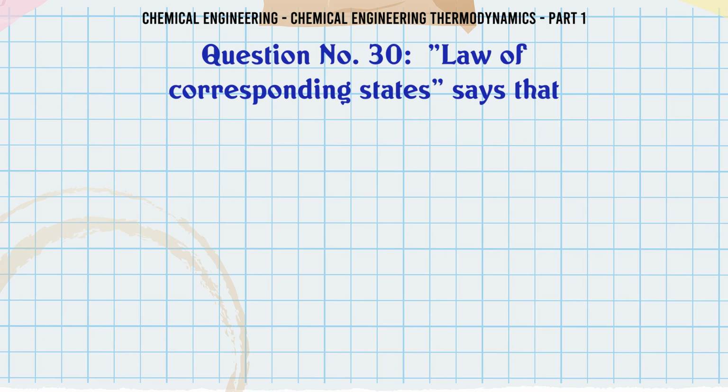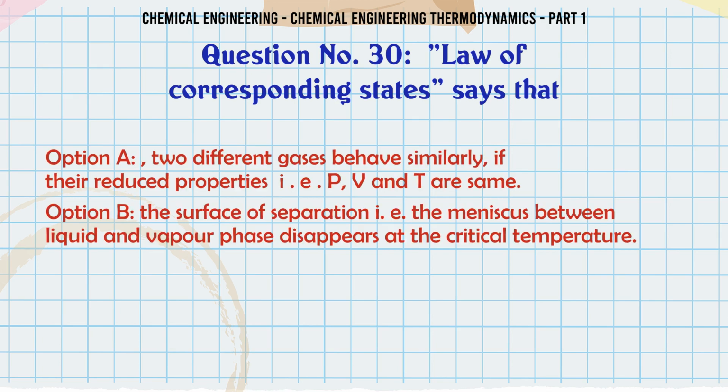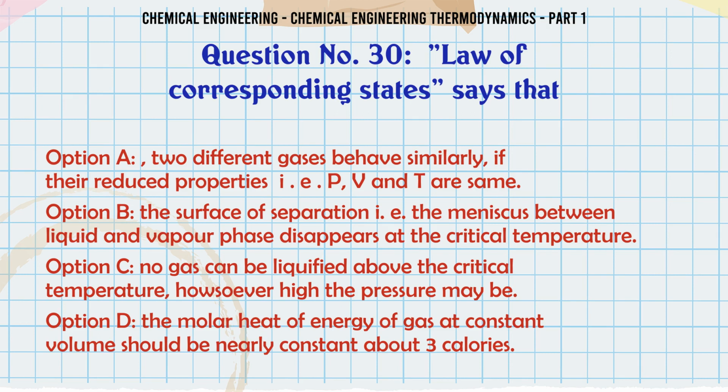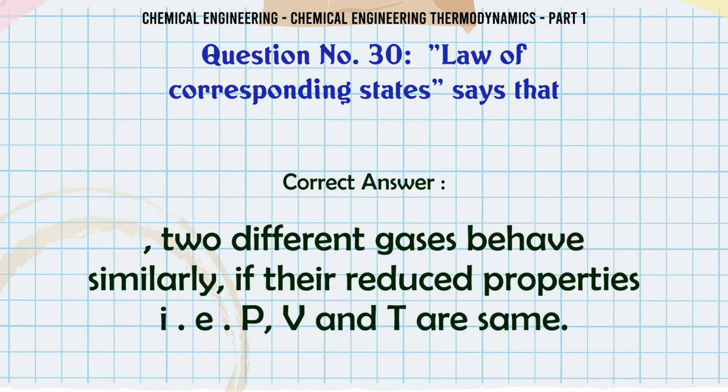Law of corresponding states says that A. two different gases behave similarly if their reduced properties, i.e. P, V and T, are same. B. The surface of separation, i.e. the meniscus between liquid and vapor phase, disappears at the critical temperature. C. No gas can be liquefied above the critical temperature howsoever high the pressure may be. D. The molar heat of energy of gas at constant volume should be nearly constant, about 3 calories. The correct answer is A, two different gases behave similarly if their reduced properties, i.e. P, V and T, are same.